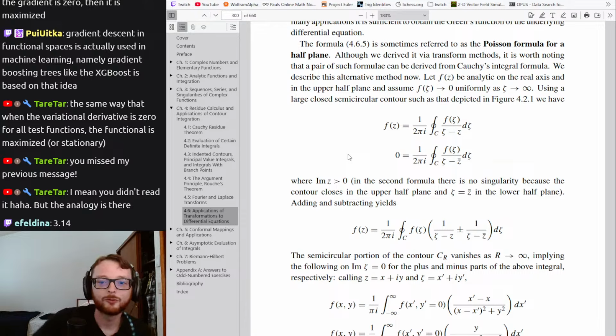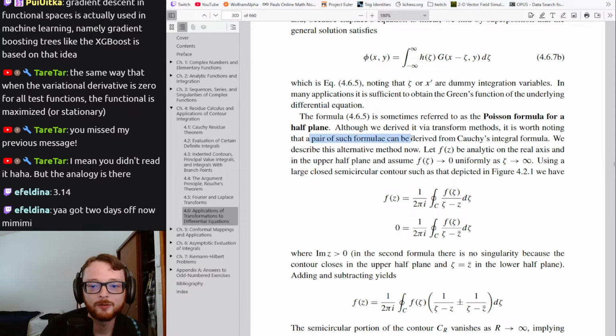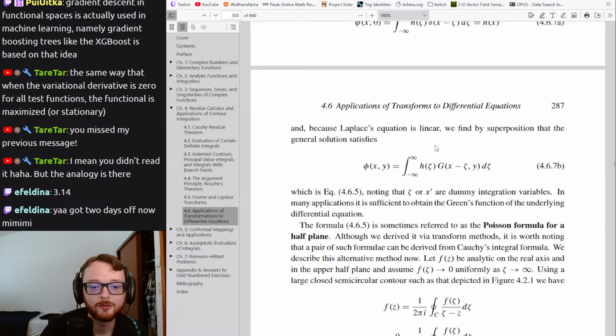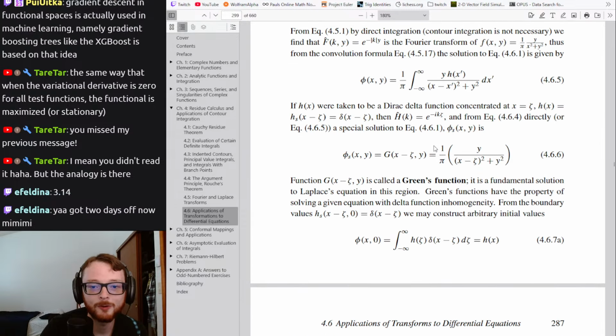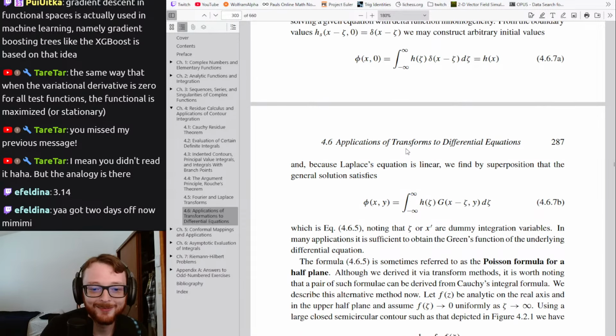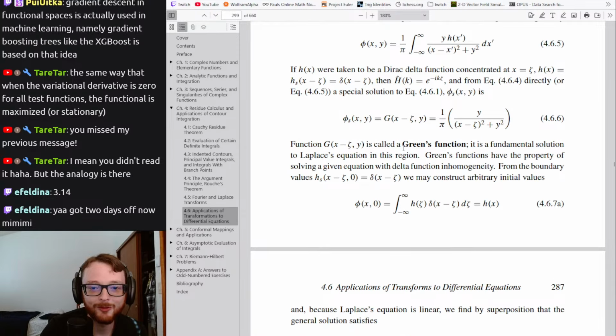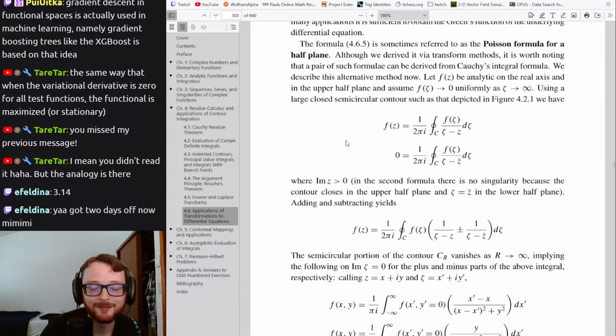Okay, so wait, such a pair of formula. What pair of formula are they referring to? Oh, this is bad. I don't even understand the premise of the question they're doing now. I don't know. Let's just keep reading, see if we figure it out.